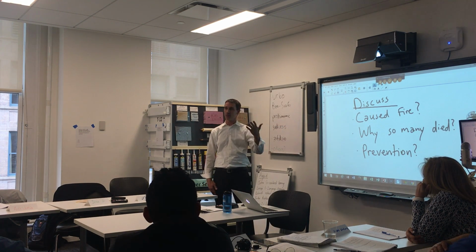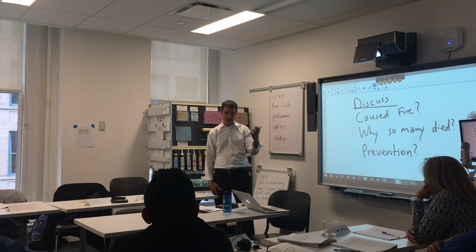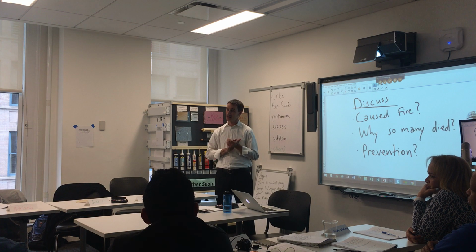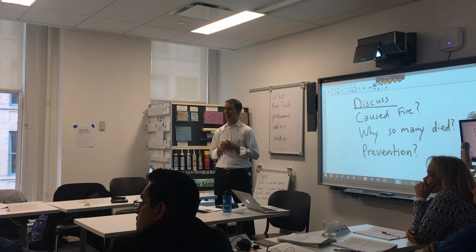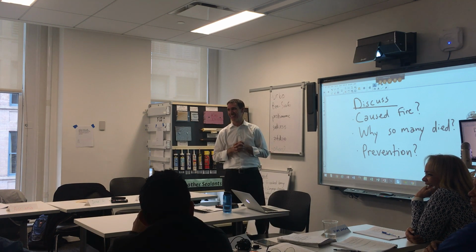Okay, and so that sort of connects to the last question about prevention. What could be done to prevent this in the future? Regulations. More exits, regulations. Inspections. Sprinkler systems. Training. Yeah. That's the right answer.